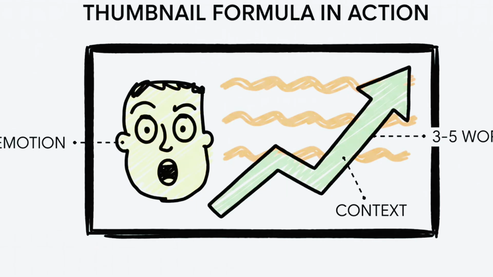And the formula for a great one is pretty simple. Keep the text to just 3 to 5 big, powerful words. Use a picture of your face showing some kind of emotion, surprise, excitement, whatever. And then add a simple graphic, like an arrow pointing up or a company logo, to give some context. High contrast is absolutely everything.